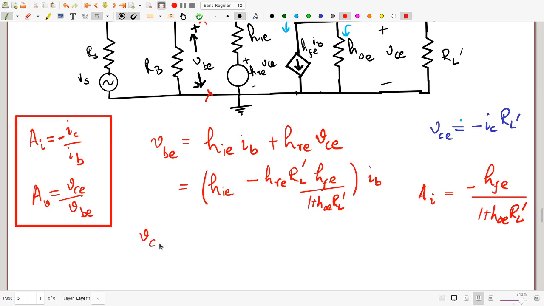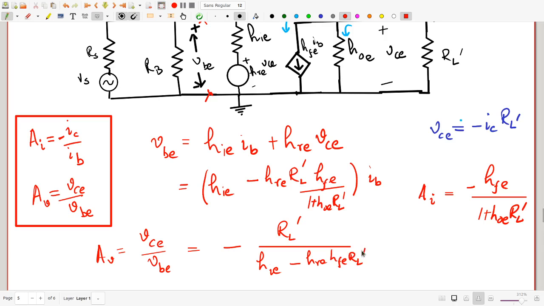So VCE by VBE, which is our voltage gain AV, what's that? That's simply minus RL prime by this quantity, HIE minus HRE HFE RL prime by 1 plus HOE RL prime. That's the ratio between the RL prime here and this factor here. Of course, you still have the IC by IB ratio to put in. And IC by IB ratio is simply HFE by 1 plus HOE RL prime.